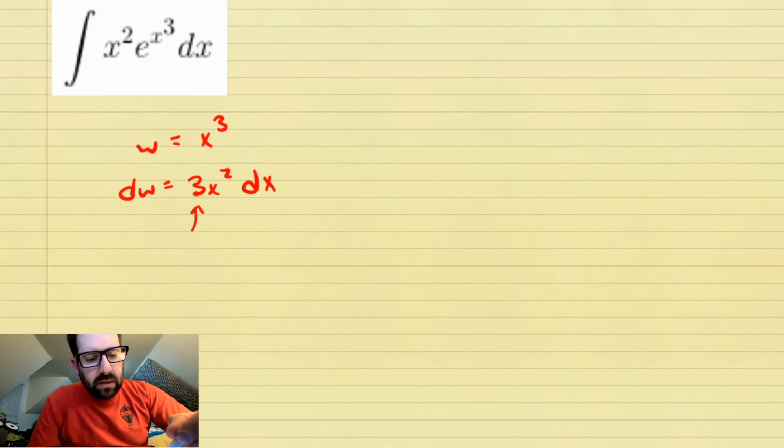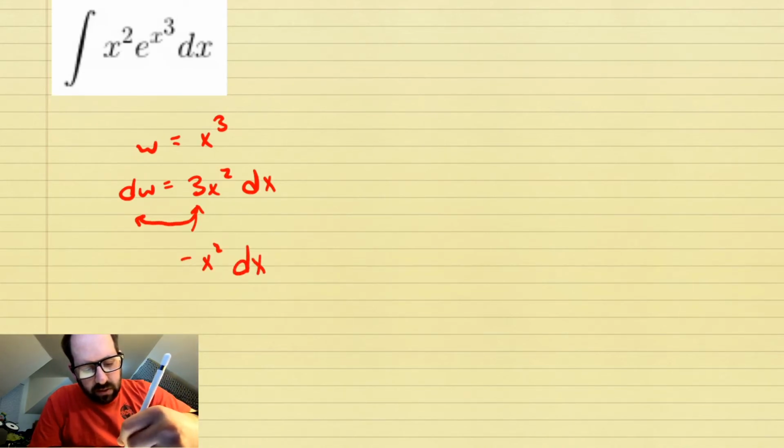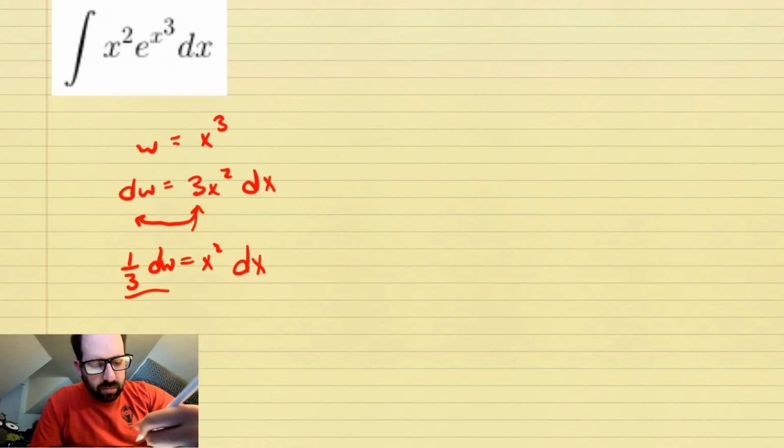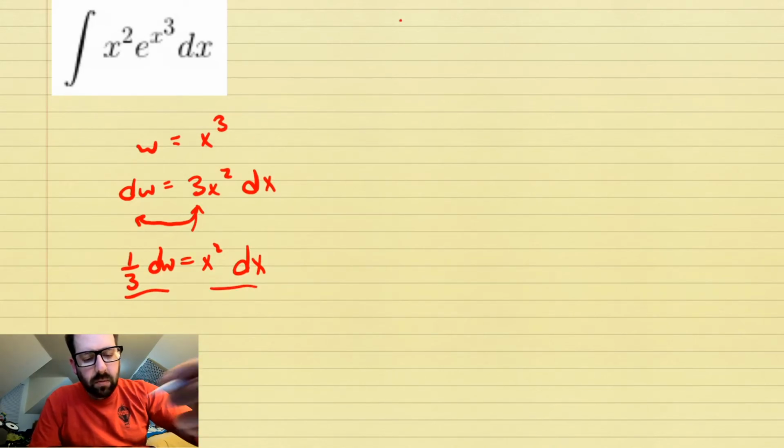If there was a 3, it'd be nice and easy. So there is no 3. So what I'm going to do is divide this 3 over so it looks like this. This part is accounted for, the x squared and the dx part. The 3 will go over to the other side. I'm going to divide the dw by 3. That's the part I'm going to substitute in for this stuff. So hopefully that makes sense to you.